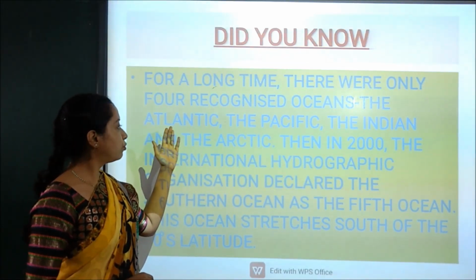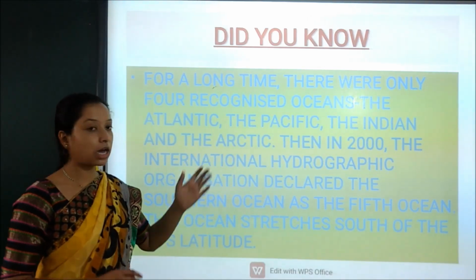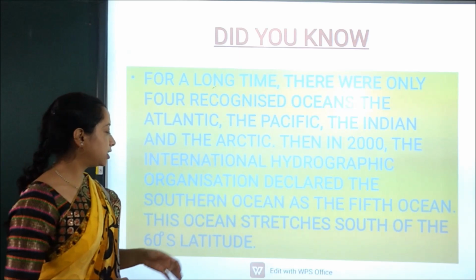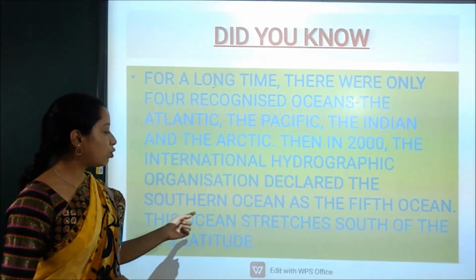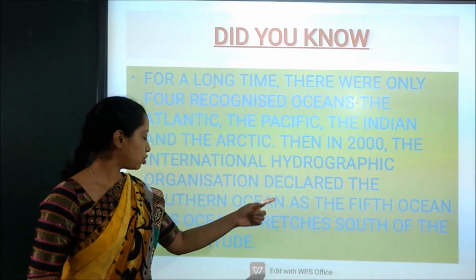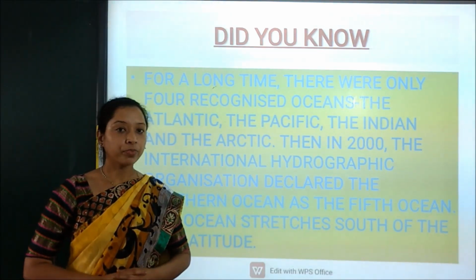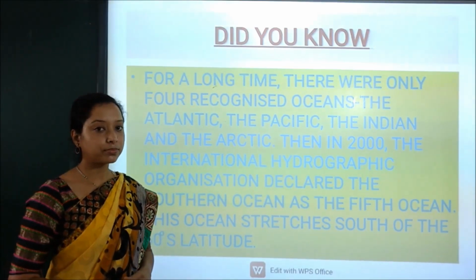So, these 4 oceans, the Atlantic, the Pacific, the Indian and the Arctic, we are having one more ocean, which is that ocean? That is the Southern Ocean as the 5th ocean. This ocean stretches south of the 60° S latitude. So now let's see where the Southern Ocean lies.